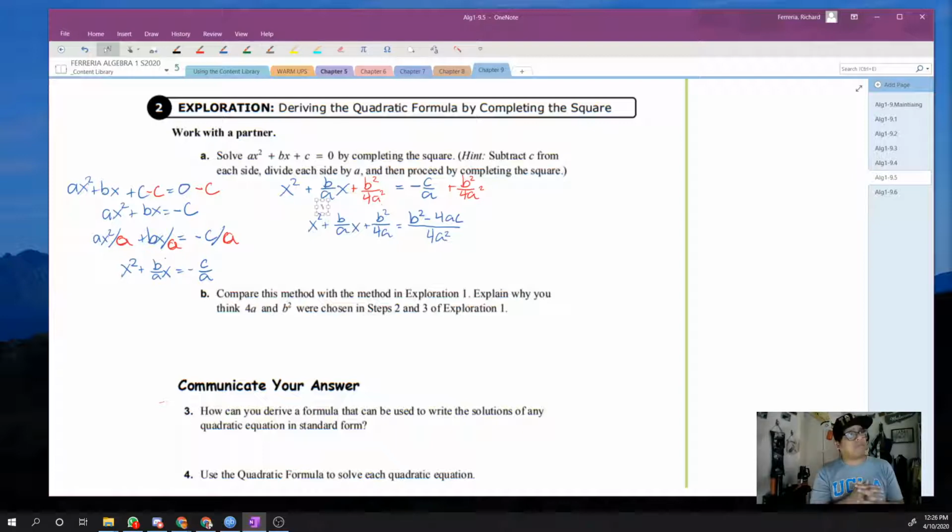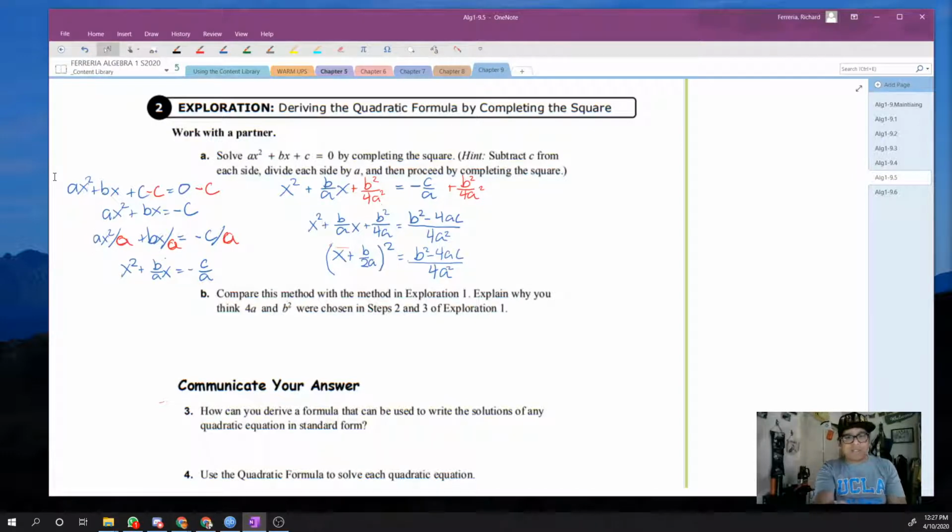x squared plus b over a x plus b squared over 4a squared, and that's going to be equal to b squared minus 4ac over 4a squared. Cool. Now the nice part here is you don't actually have to factor the left. Remember, it's just going to be x plus b over 2a, quantity squared, equals b squared minus 4ac over 4a squared.